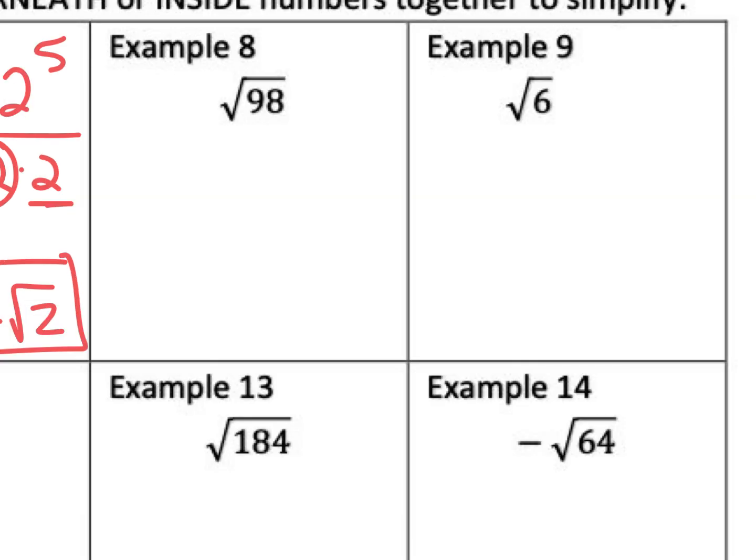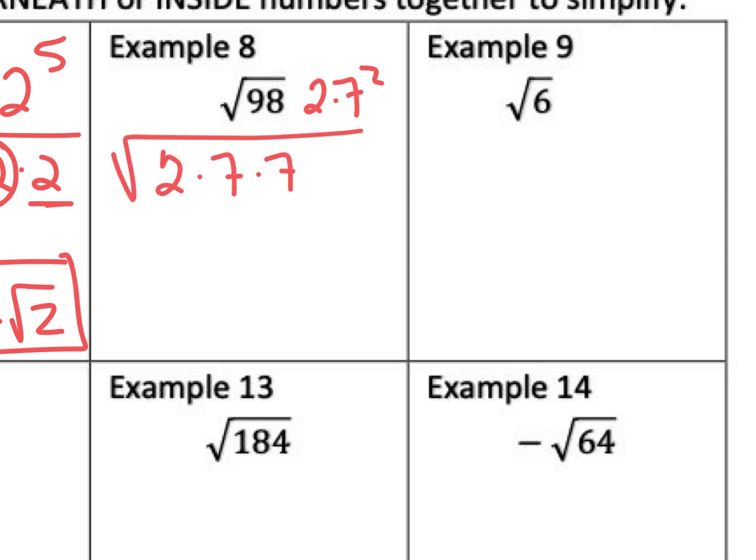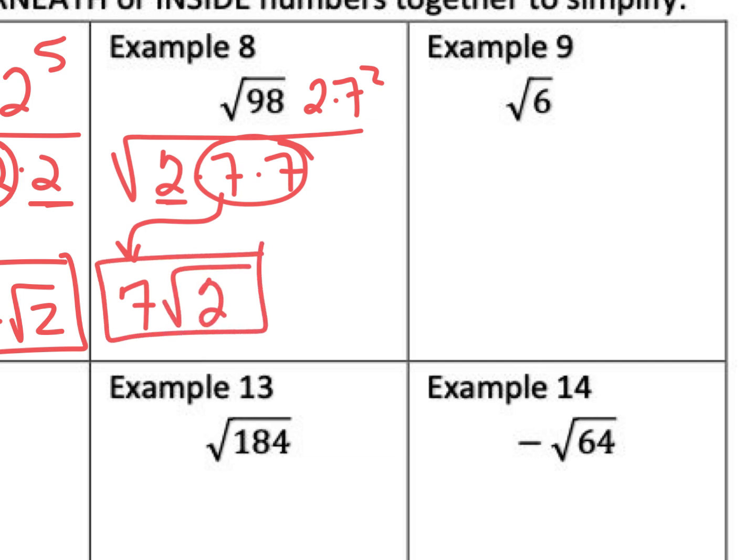So 98 is 2 times 7 squared. Again, it's the same pattern. 2 times 7 times 7. Circle your pair, underline your single. Pair goes outside. Here's the trick. Remember, only one time are we writing it on the square root of 2.